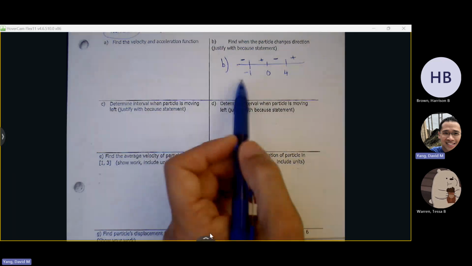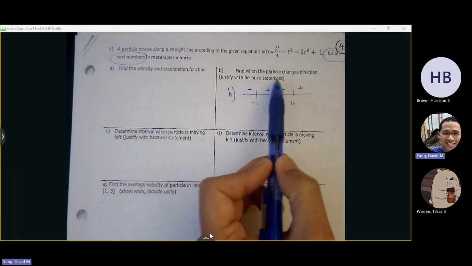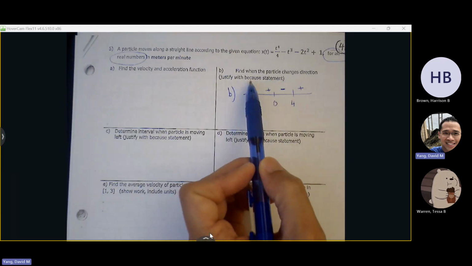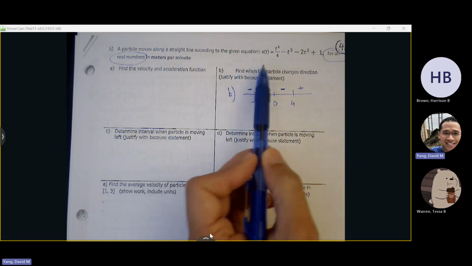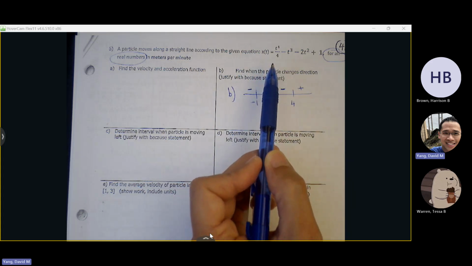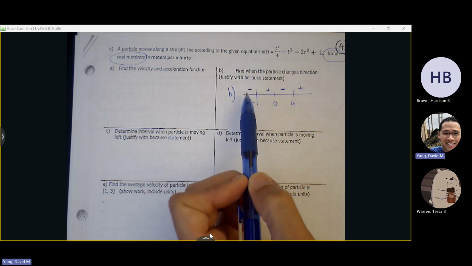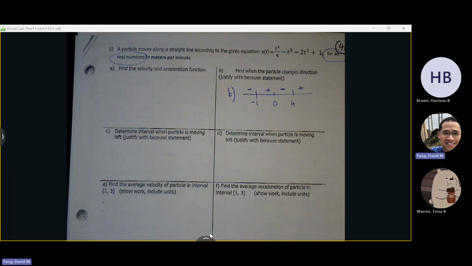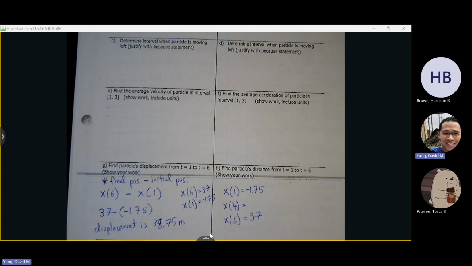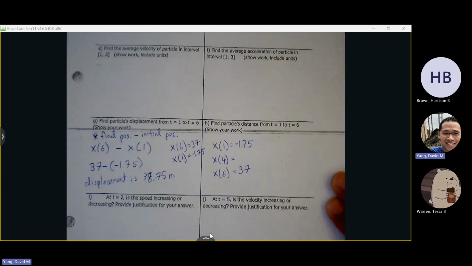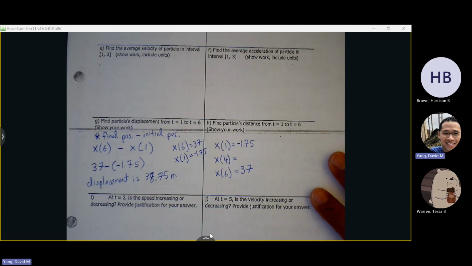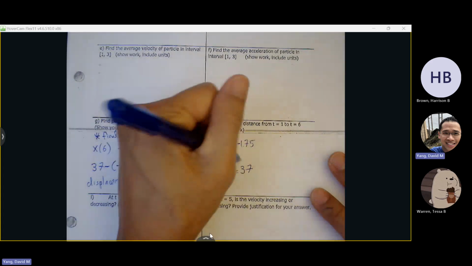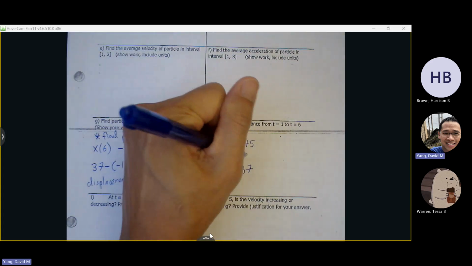So for part B, when it says when does the particle change direction, we have to set velocity to 0, populate your velocity sign line, and then from here you can read it off your graph, right? All right, so x of 4, we have to find the location of this object at 4 minutes. Plug this into your calculator. It ends up at negative 31.